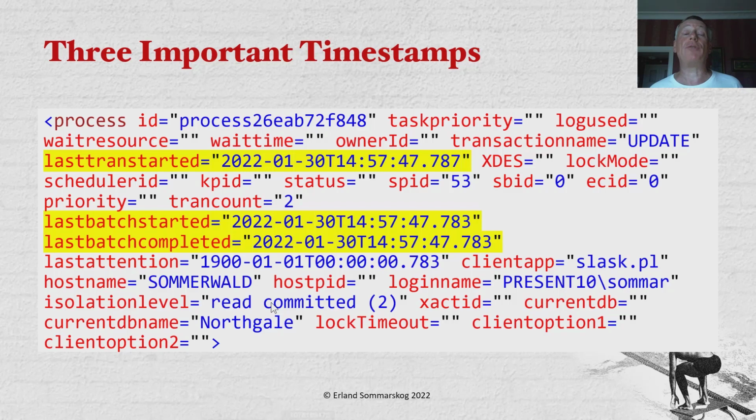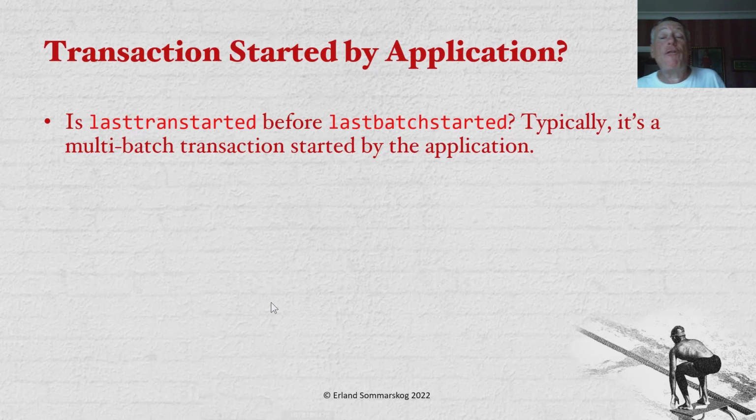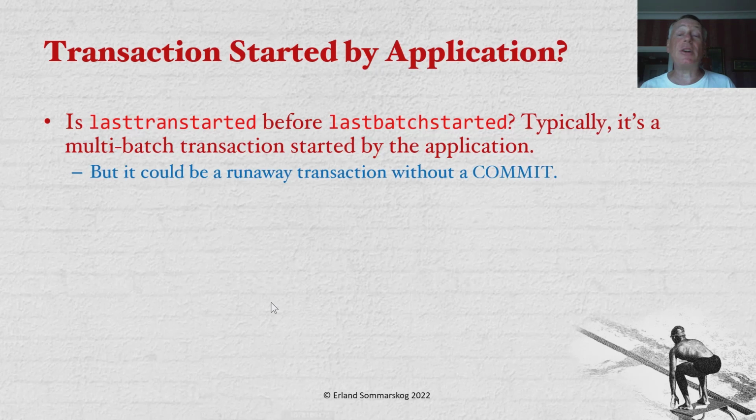They're also very important. Is last trans started before last batch started? In the vast majority of cases, this means that you have a multi-batch transaction started by the application. So the application starts the transaction and then makes multiple calls. Although occasionally it could be a token of a runaway transaction, that is, there was a call to a procedure that started a transaction, but for some reason neither commit nor rollback was executed. So you have a runaway transaction. But that's a less common case.